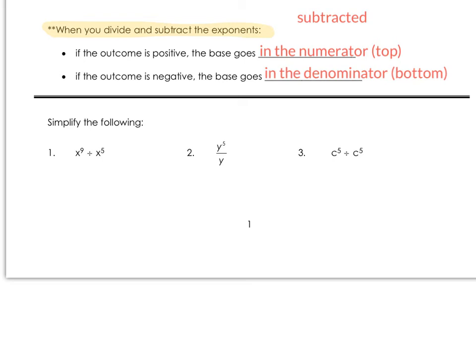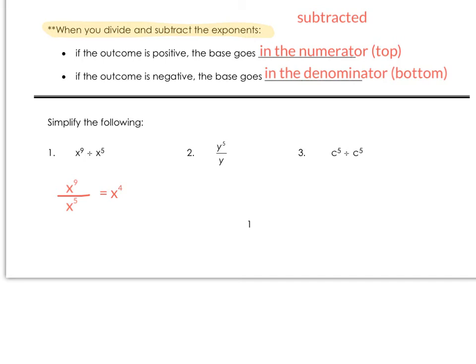So in this first one, if we need to simplify, x to the ninth divided by x to the fifth. Well, I'm going to start by writing this like a fraction. So now I have this. I can see my numerator and denominator. My rule is that we're going to subtract a minus b, so numerator minus denominator exponents. 9 minus 5 gives me 4. So my answer would be x to the fourth.